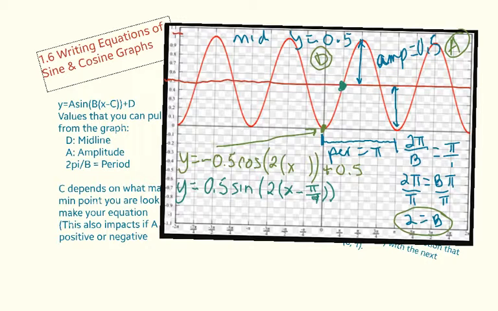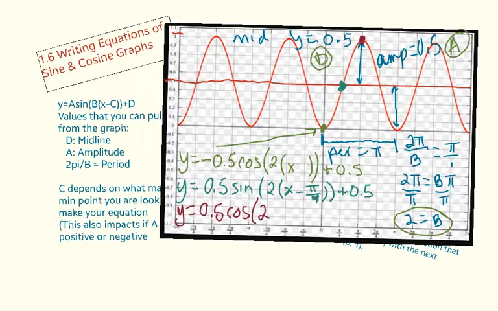And then last, the midline. That is not changed. I can keep going with this. I'm going to write one more here. Let's go with a red point, kind of pinky red. If I'm looking at this point, this is a maximum, so that would be a positive cosine curve. So if that was the point, it would be y equals positive 0.5 cosine, because it starts at the maximum.